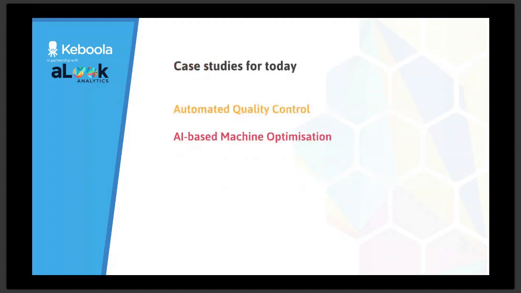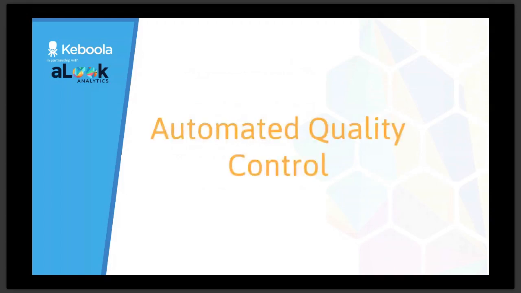So today I'll be speaking about two case studies: automated quality control and AI-based machine optimization. These projects are absolutely critical for any maker. This is what the manufacturers are dealing with. It is not a tiny pilot. This is really mainstream, the core of their operations, so it's absolutely critical for them to get this right. And we have successful projects implemented with our satisfied clients. So I hope I can speak about those two case studies today. The first one is automated quality control.